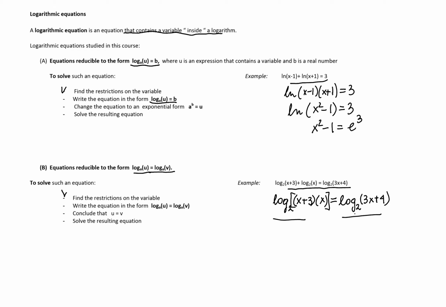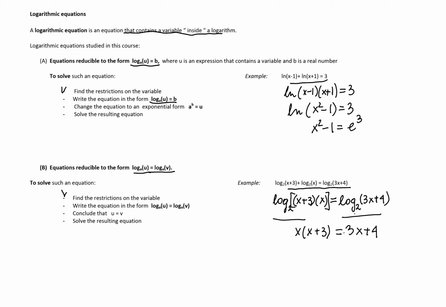For the second type, we'll use the fact that the logarithmic function is one-to-one. So we'll use the property that if two logarithms with the same base are equal, then the inputs are equal. Therefore, we can write here that x times (x plus 3) will have to be equal to 3x plus 4. And again, we obtain an algebraic equation that we'll have to solve using appropriate methods.